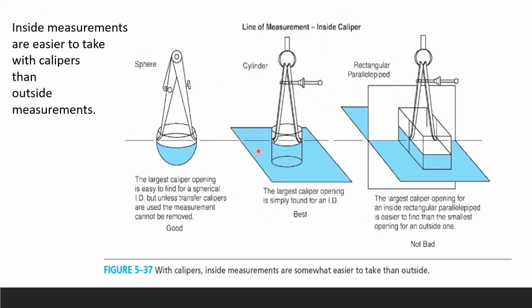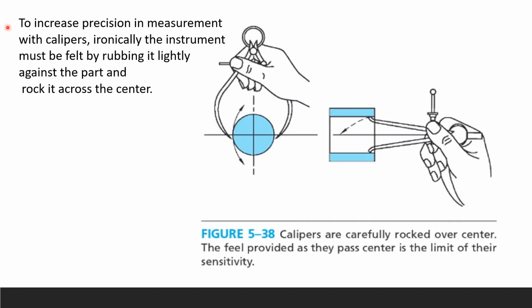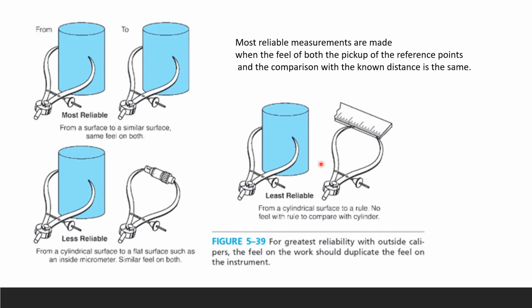Inside caliper, inside measurements, okay, they're easier to take than the outside ones. So inside measurements are easier because you always have the edge. So to increase precision in measurement with calipers, ironically, the instrument must be felt by rubbing it lightly against the part and rocking it across the center. Most reliable measurements are made when the feel of both the pickup of the reference points and the comparison with the known distance is the same.